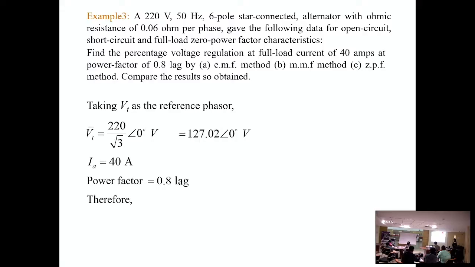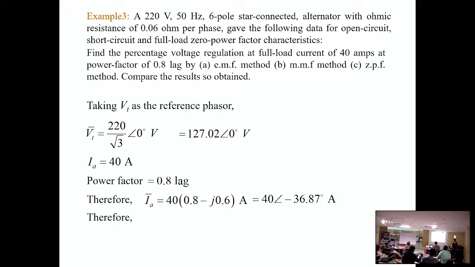So the corresponding angle is, either you can find the corresponding angle and write cos theta or sin theta. Actually the cos theta value is this, and from there you can find the sin theta value, it will come to this. And as it is lagging, this sign will be negative. Or you can write, after getting the power factor angle, Ia angle will be cosine inverse of this with a negative sign as it is lagging. Okay, so that's it, 40 angle minus 36.87.